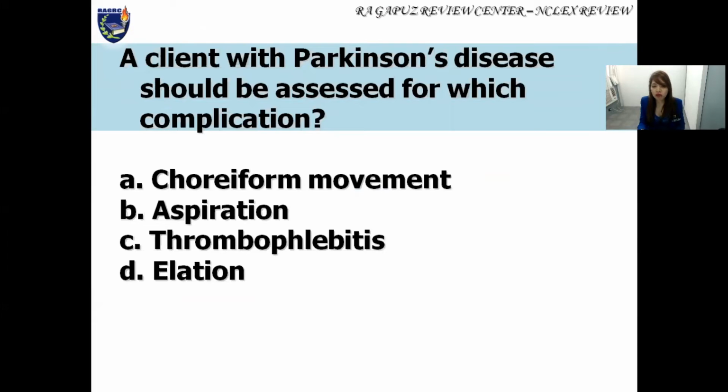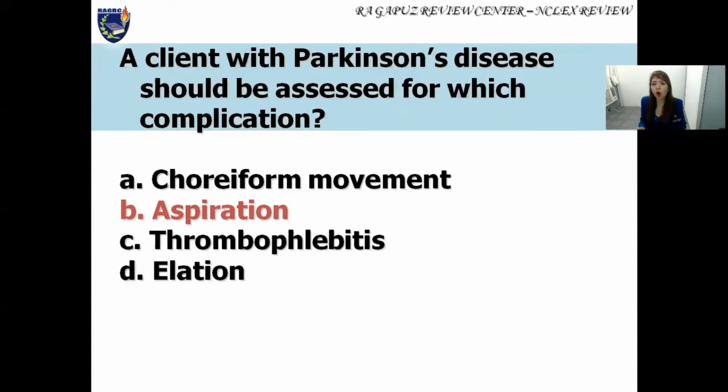Letter A, coliform movement. Letter B, aspiration. Letter C, thrombophlebitis. Or letter D, relation. As we have said, drooling can lead to aspiration. So there are two words that we need to consider whenever we're talking about this concept. If you didn't see drooling, the word bleeding, you have to take into consideration the word aspiration. So therefore, letter B is the answer.